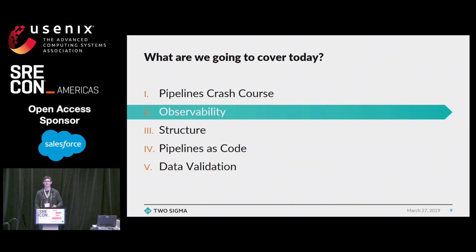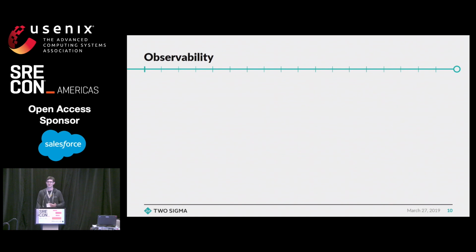So let's dive into observability. This should be familiar to a lot of you. Now, we're going to be talking about observability from the pipeline perspective. So here, we want to understand the state of our pipelines from whatever external outputs it makes available to us.